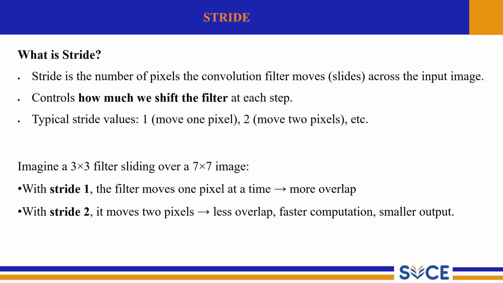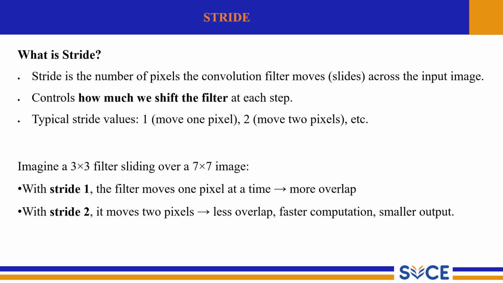Stride is the number of pixels by which the convolution filter moves across the input image. In other words, it controls how far the filter shifts at each step while scanning the image. For example, a stride of 1 means the filter moves 1 pixel at a time, covering every possible position. A stride of 2 means the filter jumps 2 pixels at a time, skipping some positions.